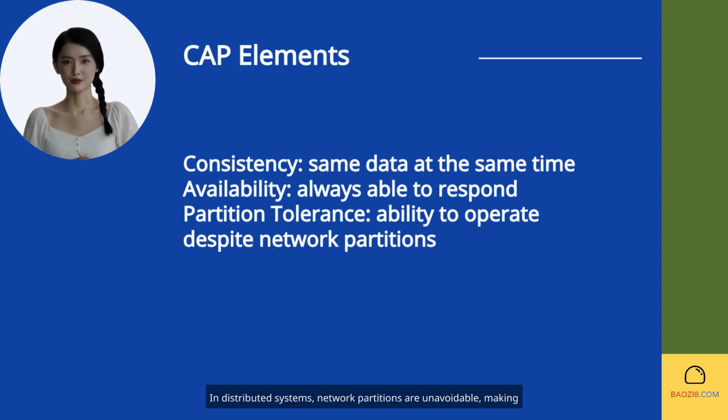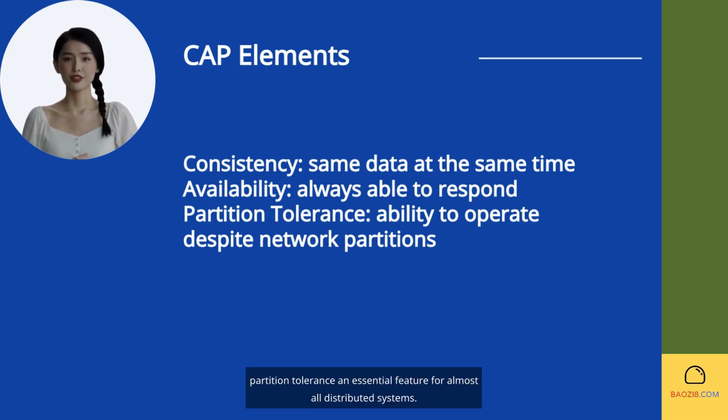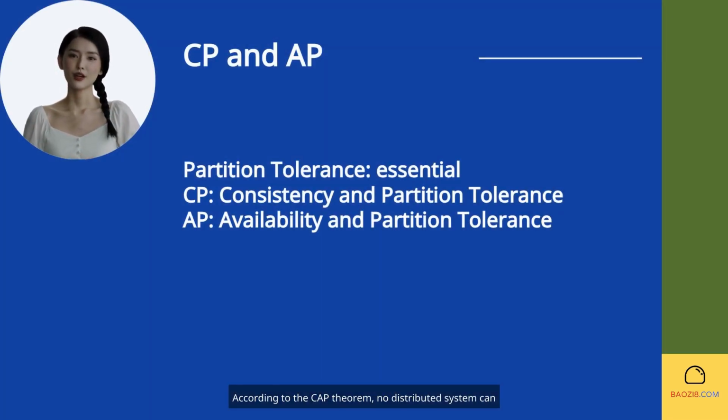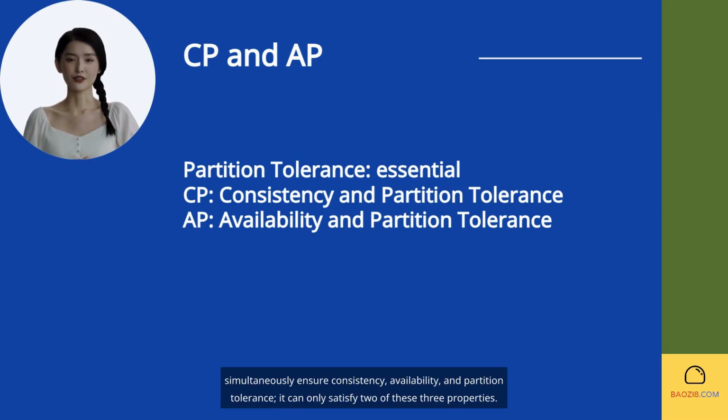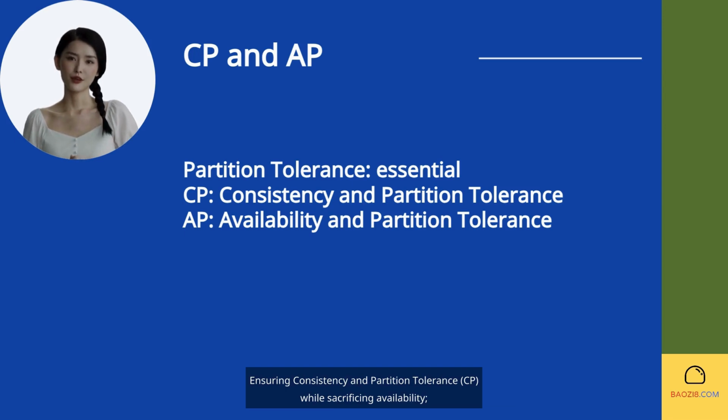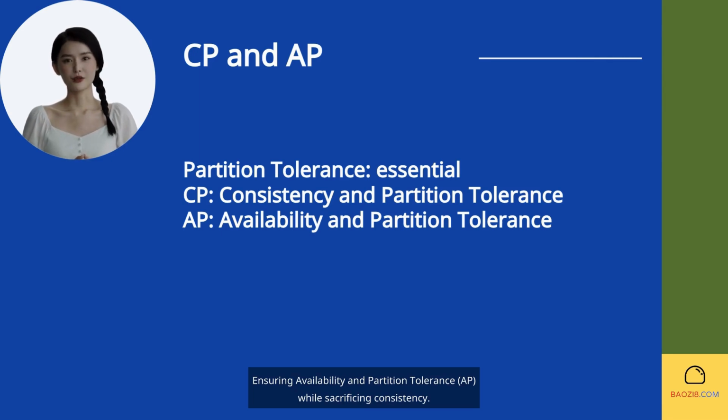In distributed systems, network partitions are unavoidable, making partition tolerance an essential feature for almost all distributed systems. According to the CAP theorem, no distributed system can simultaneously ensure consistency, availability, and partition tolerance. It can only satisfy two of these three properties. Since partition tolerance is almost essential in distributed systems, system designers typically face a trade-off: ensuring consistency and partition tolerance (CP) while sacrificing availability, or ensuring availability and partition tolerance (AP) while sacrificing consistency.